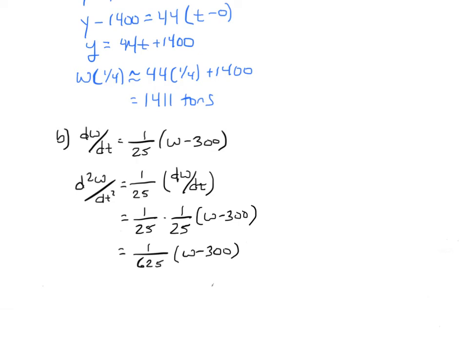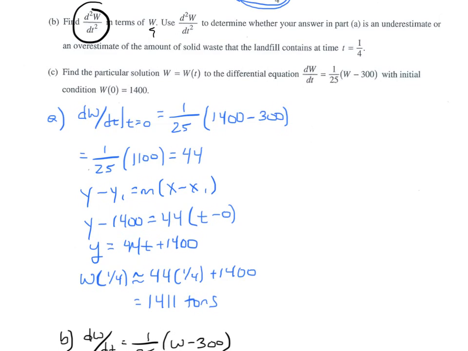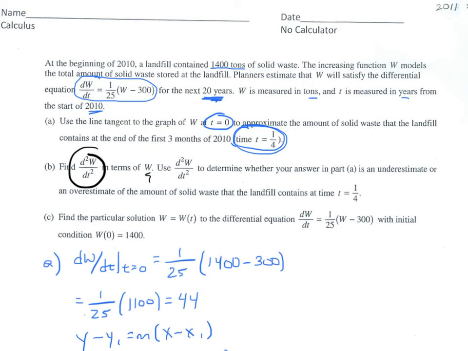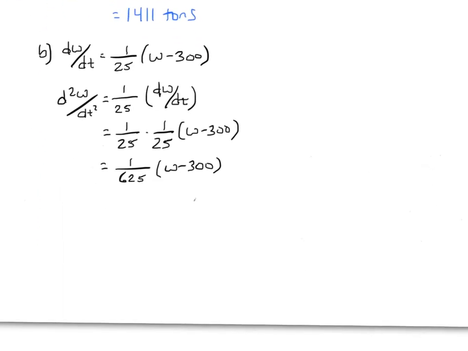And the second part of our question, we have to determine if our answer to part A is an underestimate or an overestimate. And what they're getting at is concavity. So we need to know the concavity of our function. And to figure that out, we need to know if our second derivative is going to be positive or negative. So the information that we have here, let's see, is that W begins at 1,400 and W continues to increase. So the value for W must always be larger than 1,400. So if W is always larger than 1,400, then this quantity here will always be positive. And this positive value times this positive will be positive. So we can say our second derivative is positive.